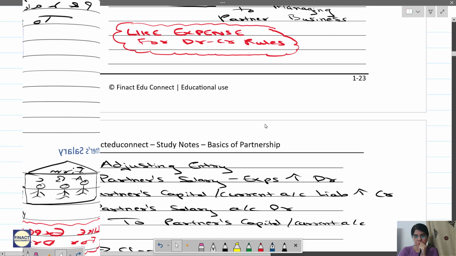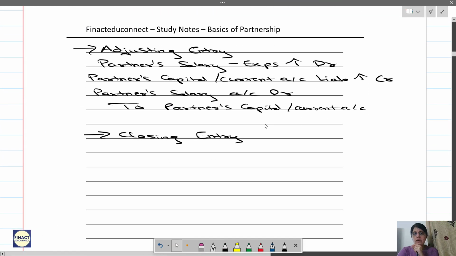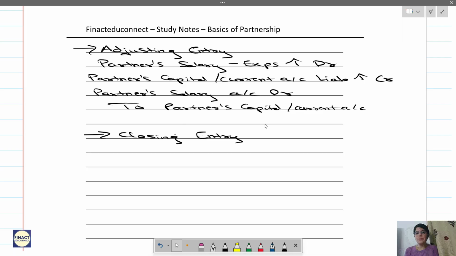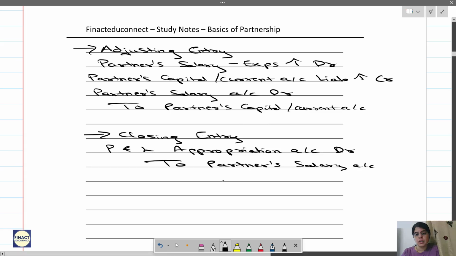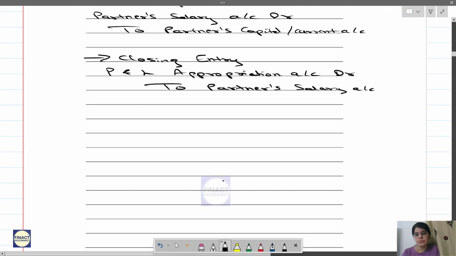Done. Next is partner's salary. Partner's salary is like an expense. It's not an expense, so it will go to the profit and loss appropriation account. So profit and loss appropriation account debit to partner's salary account.